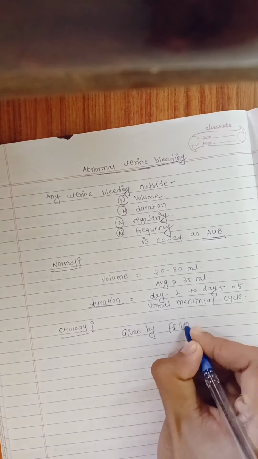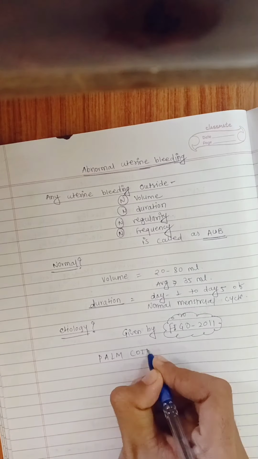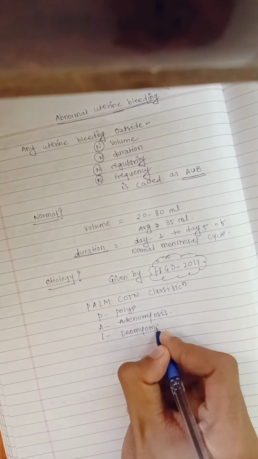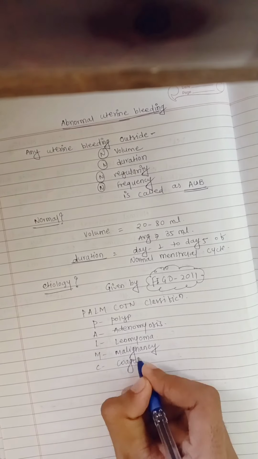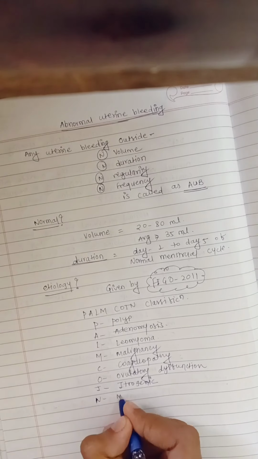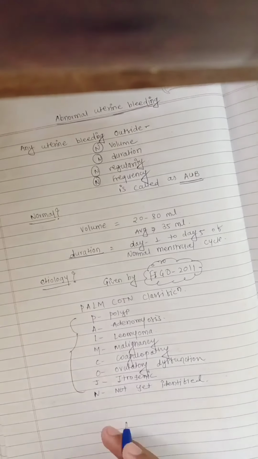Etiology, it is given by FIGO 2011 classification, which is the PALM-COEIN classification. P for polyp, A for adenomyosis, L for leiomyoma, M for malignancy, C for coagulopathy, O for ovulatory dysfunction, I for iatrogenic and N for not yet identified.